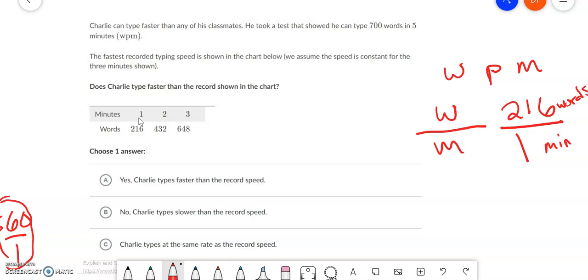I've worked on my typing skills. I can't get over 100, and I'm probably more like 60 or 70 at this point. Okay, but this is Charlie's speed, 216 words per minute.